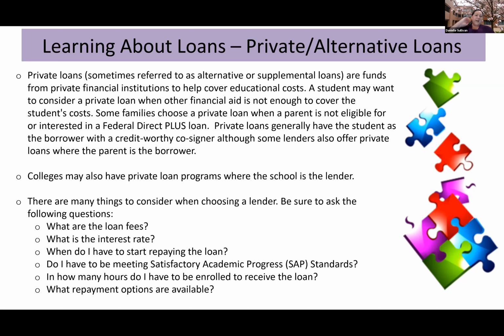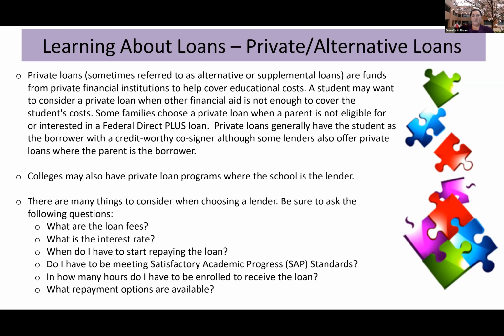Now, colleges may have private loan programs where the school is the lender. I know from working at KU, we had the KU Endowment Association that would do small loans to students in the amount of $1,500 or $2,000 per semester, depending on what they needed, at like a 5% interest rate.